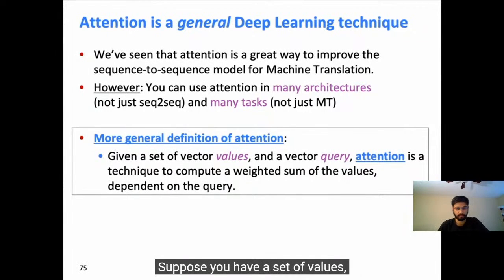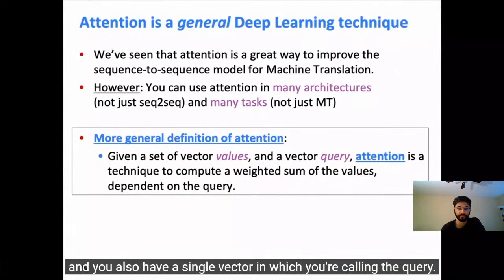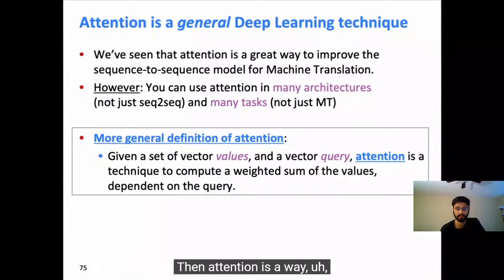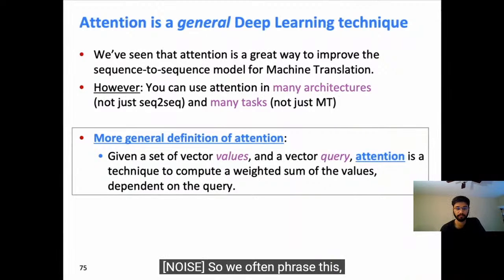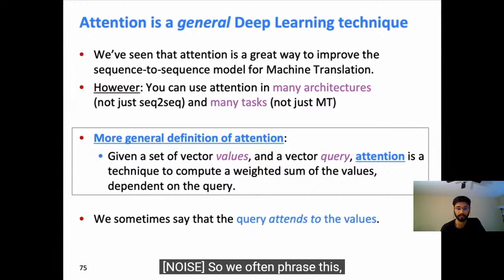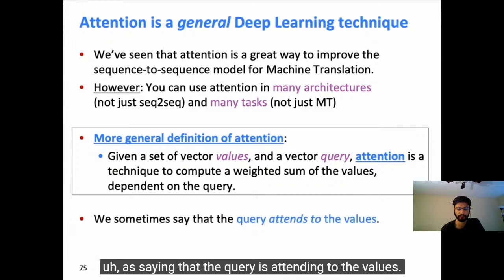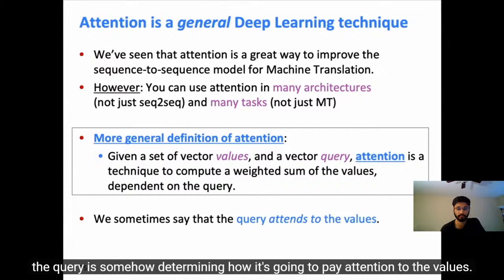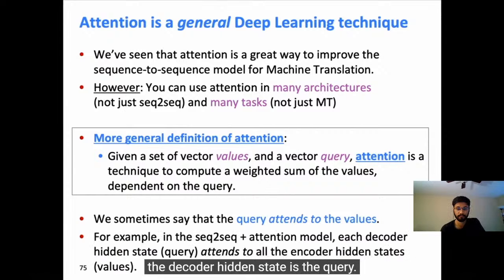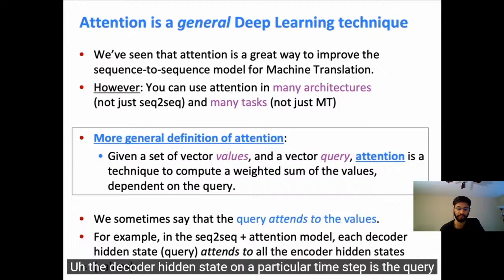Suppose you have a set of values, each of which is a vector, and you also have a single vector, which you're calling the query. Then attention is a way to compute a weighted sum of the values, but the way you weight it is dependent on the query. So we often phrase this as saying that the query is attending to the values. The idea being that you have all this information that's in the values, and the query is somehow determining how it's going to pay attention to the values. So for example, in seq-to-seq, the decoder hidden state on a particular time step is the query, and is attending to all the encoder hidden states, which are the values.